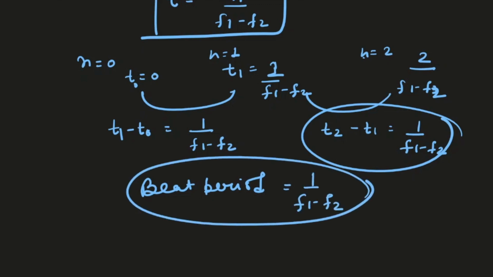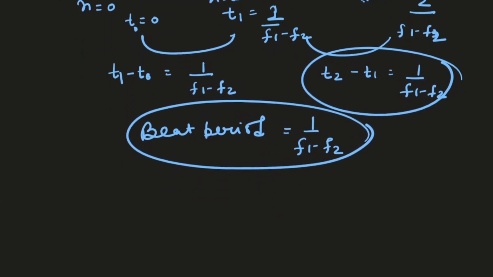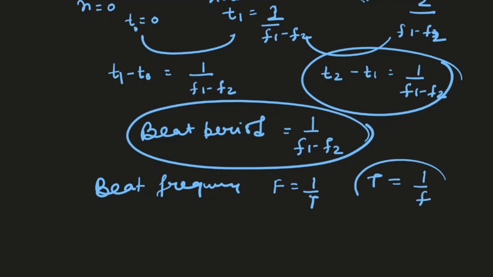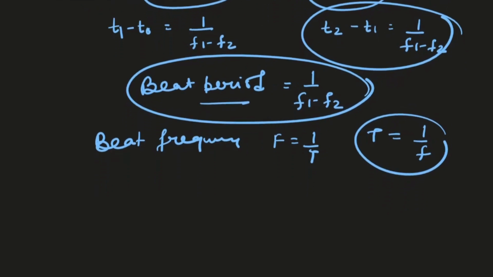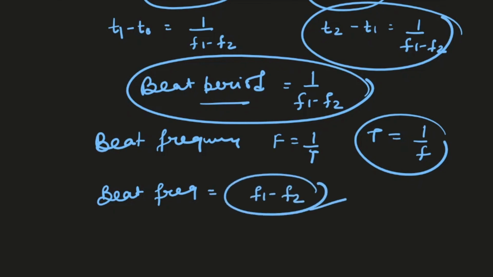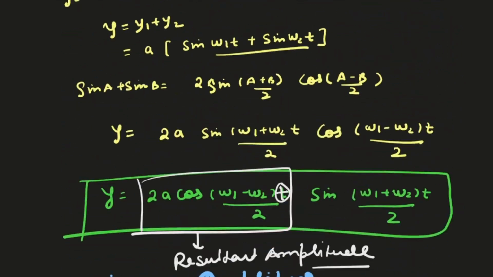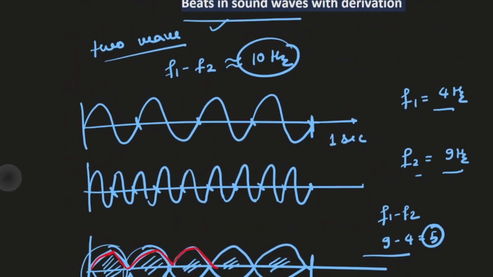Okay, so next is the beat frequency. We know the general expression of frequency is f equal to 1 by time period. It means the time period is equal to 1 by the frequency. And we know the beat period is 1 upon (f1 minus f2). So similarly, we can see that the beat frequency will be equal to f1 minus f2.